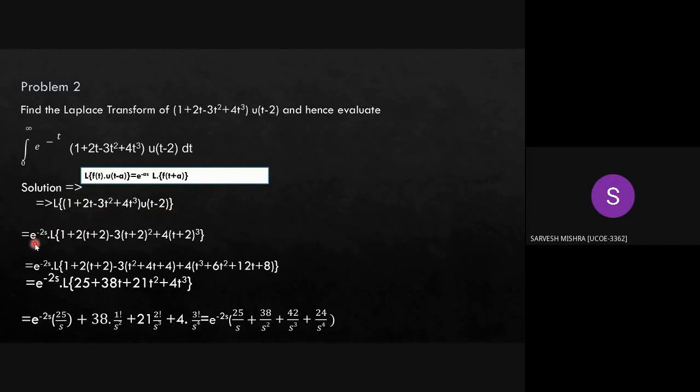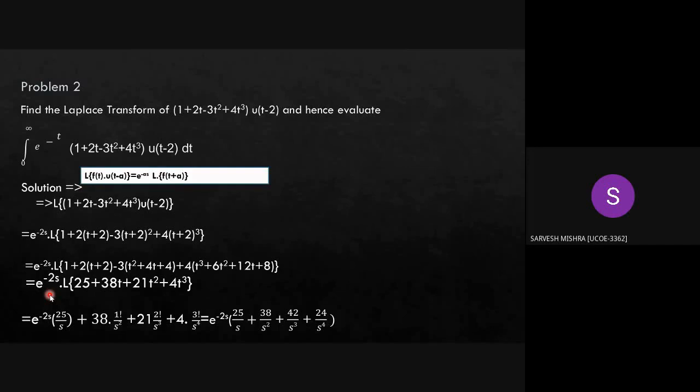By comparing our step 1 with our formula, we find out that f of t is 1 plus 2t minus 3t square plus 4t cube, and our a value is 2. By applying the formula, we get e raised to minus 2s, Laplace transform of 1 plus 2(t plus 2) minus 3(t plus 2) square plus 4(t plus 2) cube. So we will use in this step the (a plus b) square and (a plus b) cube formulas. So we come to our next step, e raised to minus 2s, 1 plus 2t plus 4 minus 3(t square plus 4t plus 4) plus 4(t cube plus 6t square plus 12t plus 8). In this step, we will open all the brackets and add them.